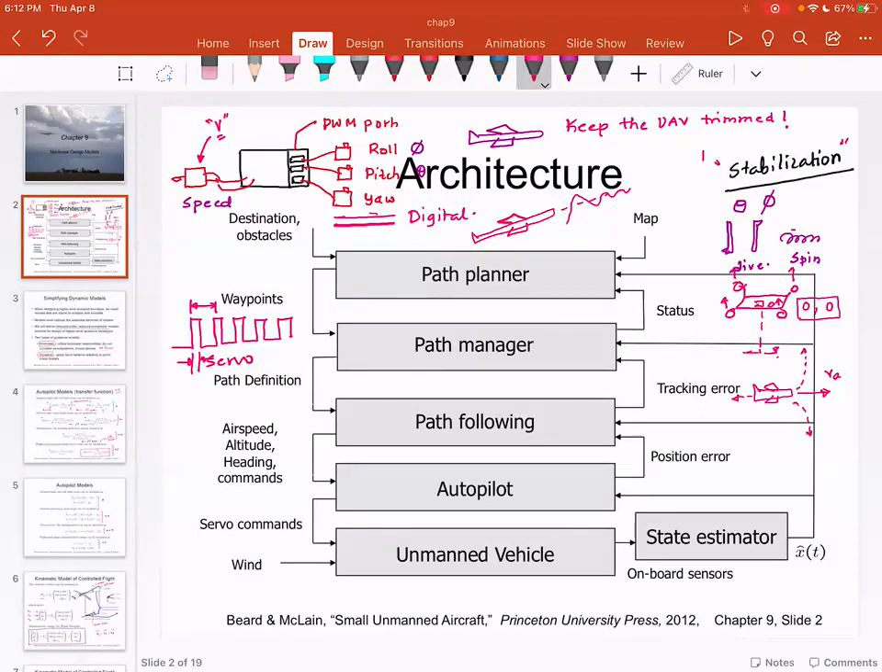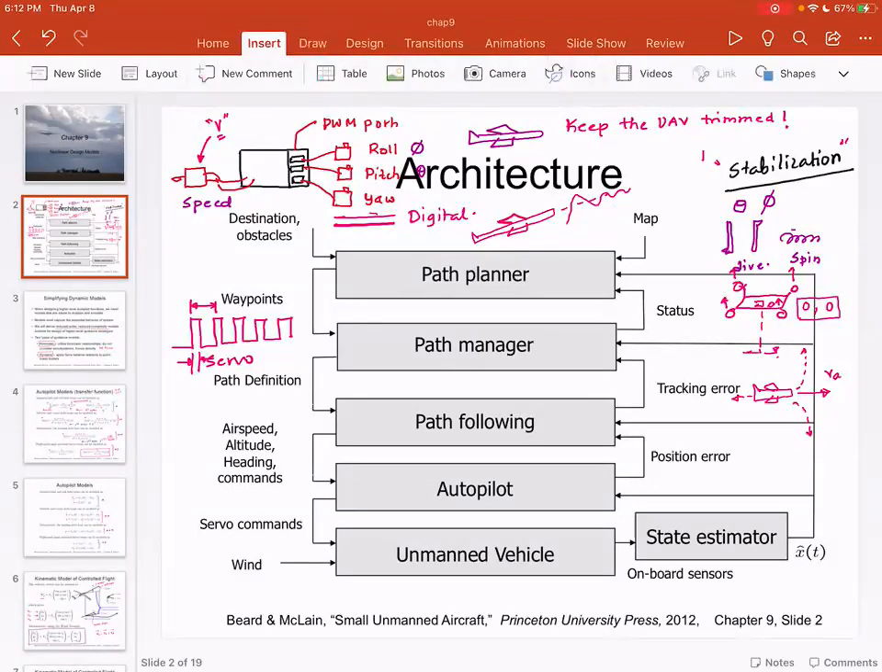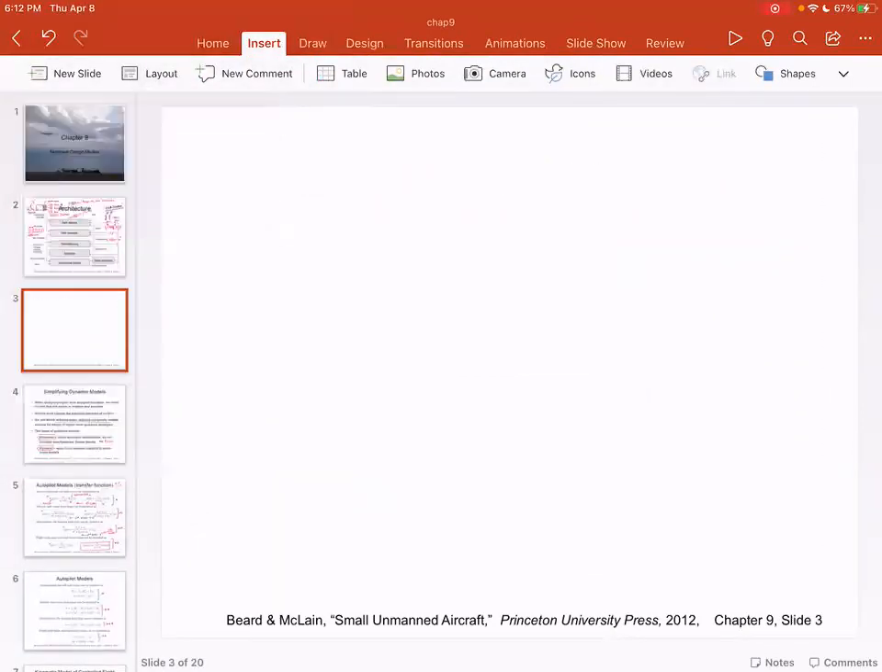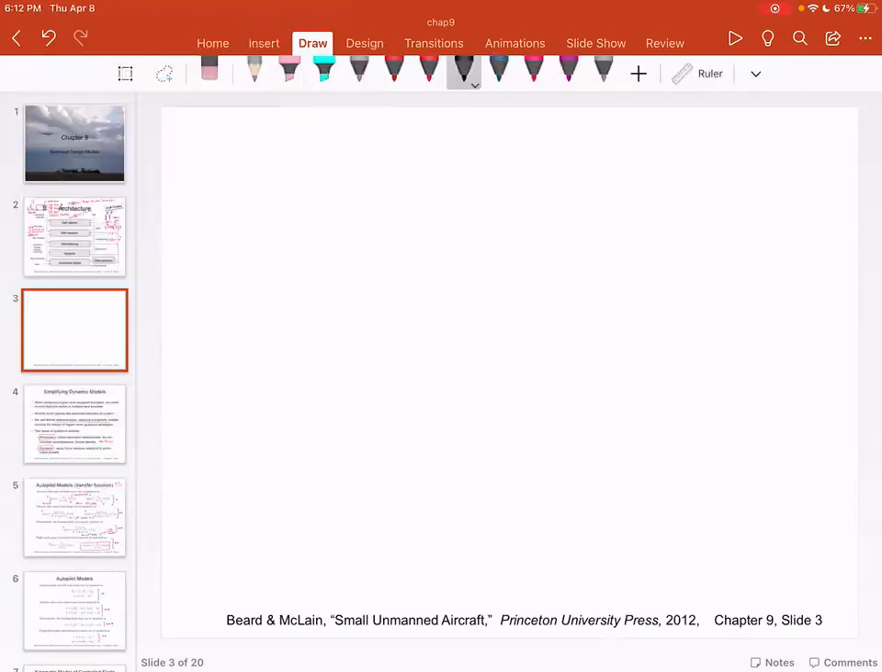So the first and foremost function of the autopilot, and I need to clarify this very clearly, is that the autopilot should stabilize. And stabilization simply means controlling the airspeed, controlling phi, and controlling theta in the case of a fixed wing aircraft.